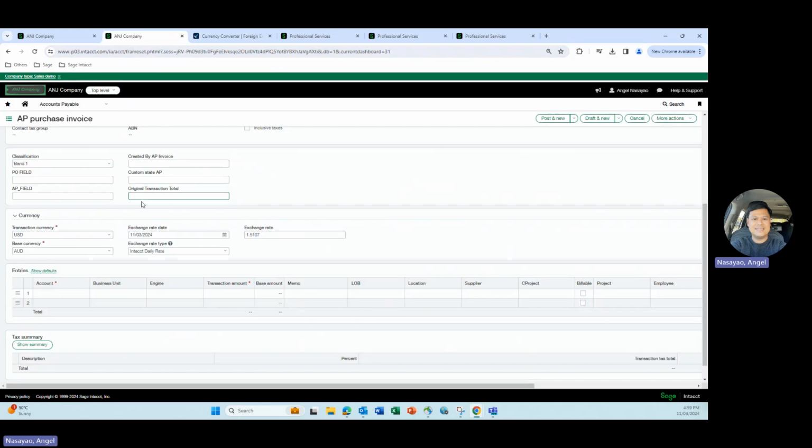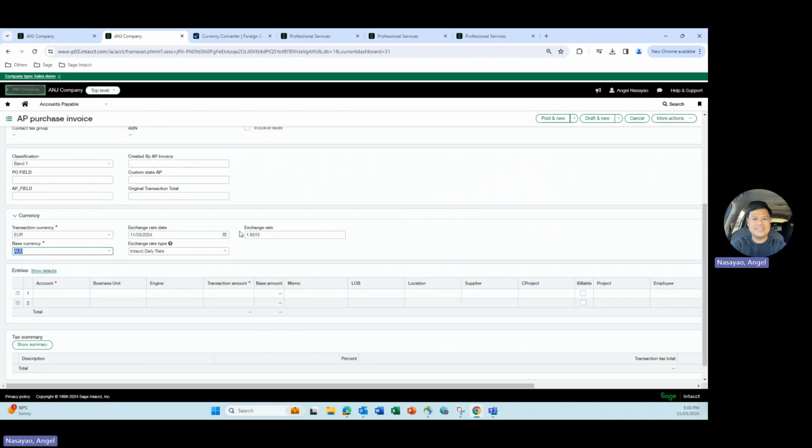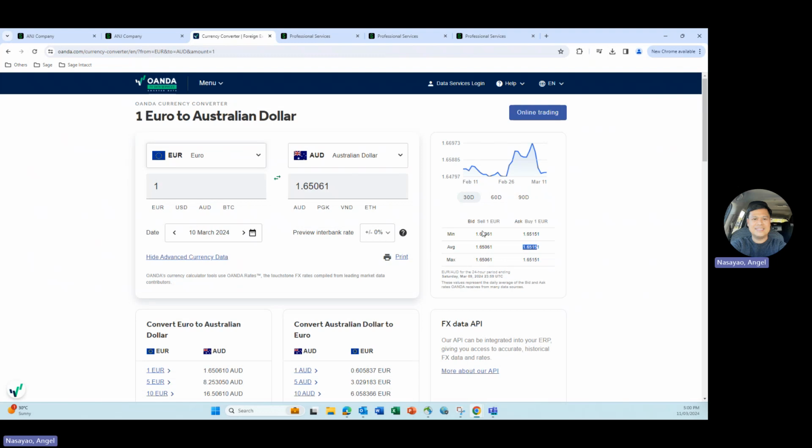So let's see if we change it, for example, to another currency. So we have here euro, right? If we change this from USD to EUR, and let's see, same date, 1.65151, which is this one, and that's what we're seeing here, 1.6515, which is 4 decimal places, right?